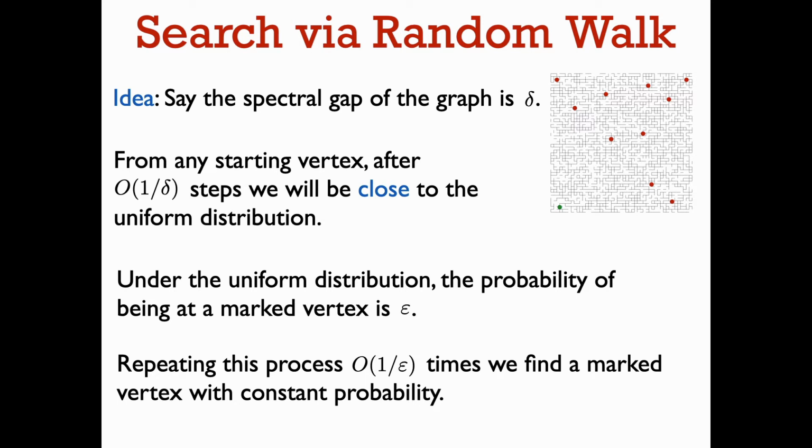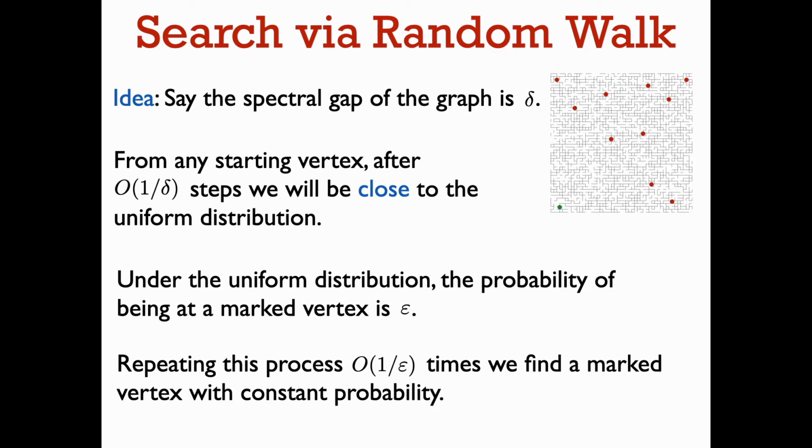So what we do is we start at an arbitrary vertex and we do a random walk for order 1 over delta many steps. This random walk is done completely independently of the data that is actually at the vertices. So we incur no cost for doing this 1 over delta many steps of the walk. Only after this 1 over delta many steps do we check if the vertex where we land is marked. It will be marked with probability roughly epsilon, since we are close to the uniform distribution after this many steps of the random walk.